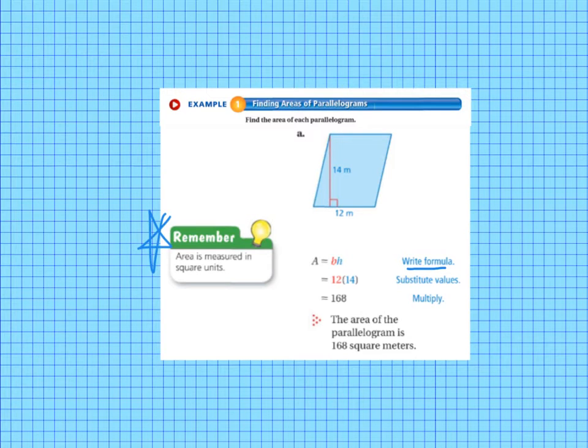So our first step is always to write the formula. So area equals base times height. We're going to write that formula in our notebooks, and then we are going to substitute in those values. So the base is 12 and the height is 14. So we substitute in 12 and 14. We're multiplying those together. And then our third step is we multiply and we get 168. So our answer is the area of the parallelogram is 168 square meters.